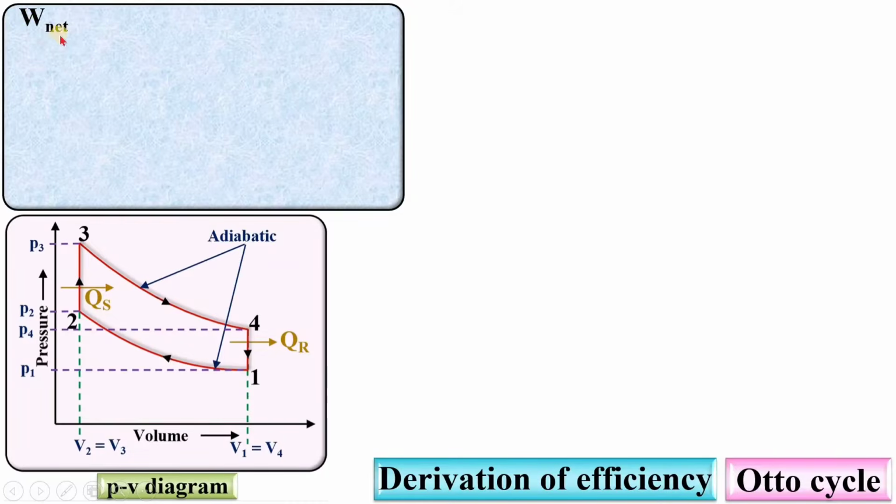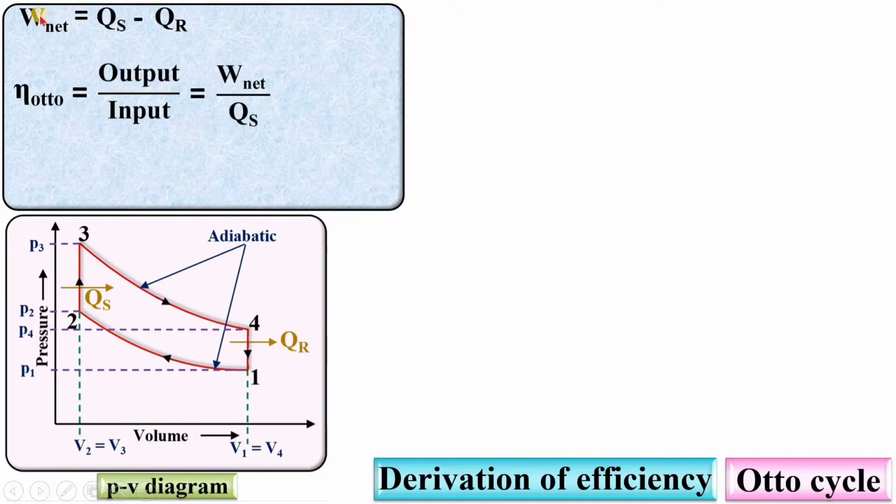Now see W net, that means the net work done. From this figure you can understand the net work done is the difference of these two, so you can say it is QS minus QR. Now you know that efficiency of Otto cycle is equal to output upon input, and from this figure you can understand output is the W net and input is the heat supplied QS. Now put the value of W net, so it will be (QS minus QR) upon QS, and with further simplification, it is 1 minus QR upon QS. Let's say it is equation number 1.